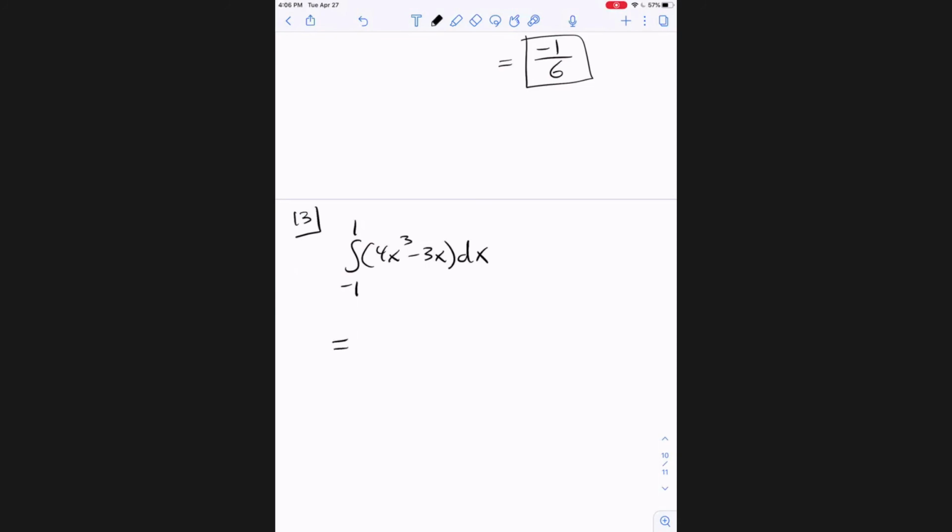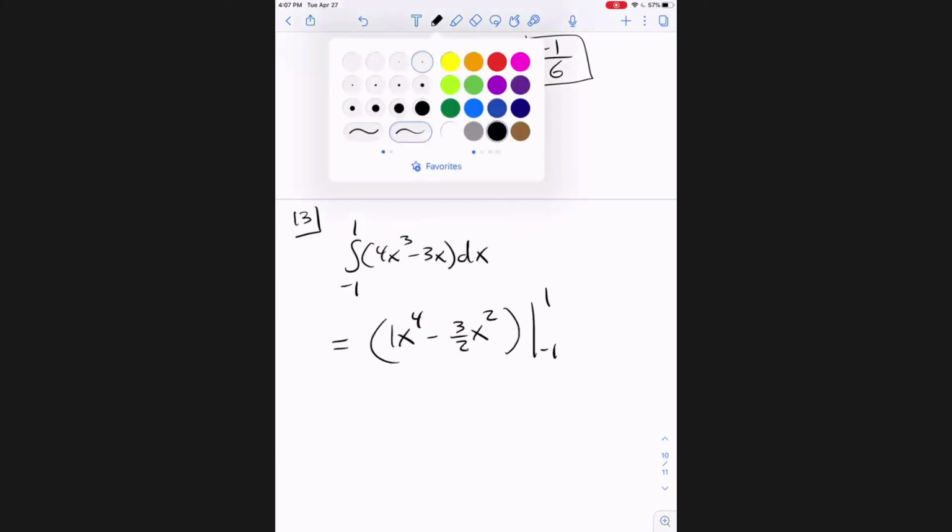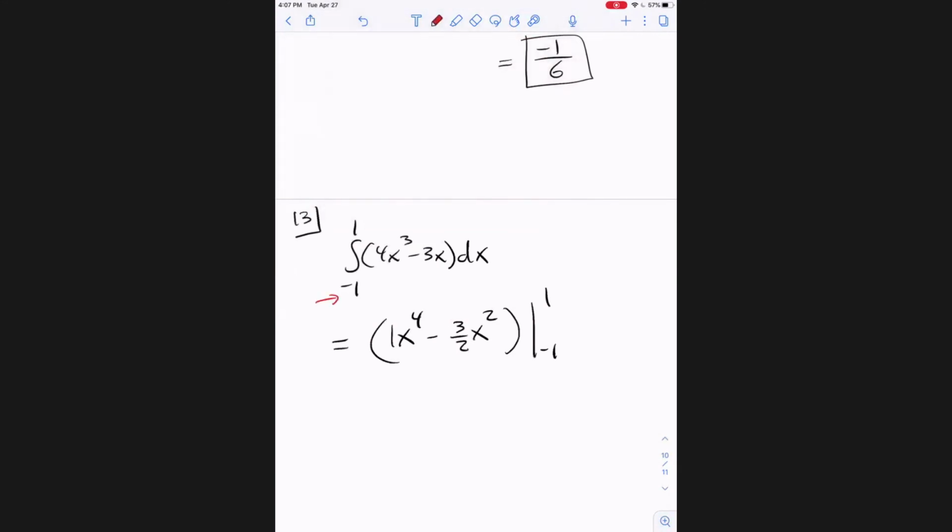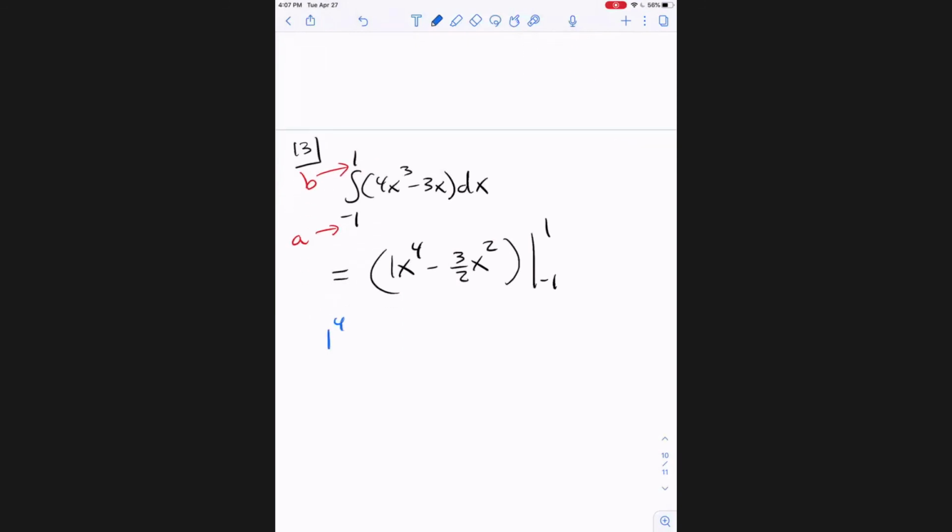So here's what you do. You take the antiderivative. So it's x to the fourth divided by 4. Well, 4 over 4, that's just 1. Minus x squared divided by 2, so 3 over 2. The whole thing from -1 to 1. So the bottom number is your a always. So that's always your a, and that's your b. So you read it from a to b. So now what's your capital F of b? You plug in 1, right? So 1 to the fourth minus 3 halves, 1 squared. So that's my capital F of b minus my capital F of a. -1 to the fourth minus 3 halves, 1, -1.